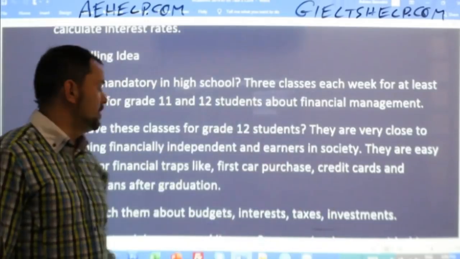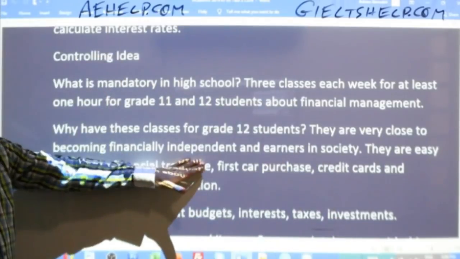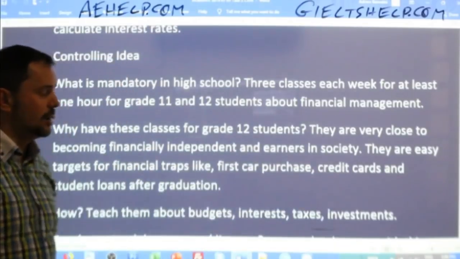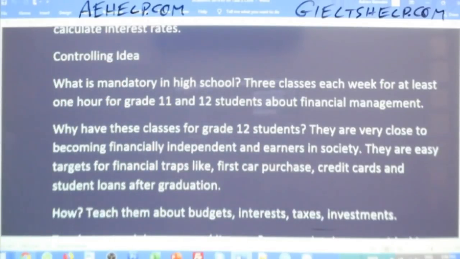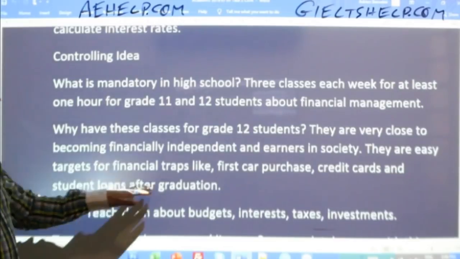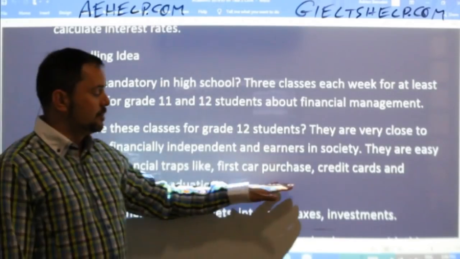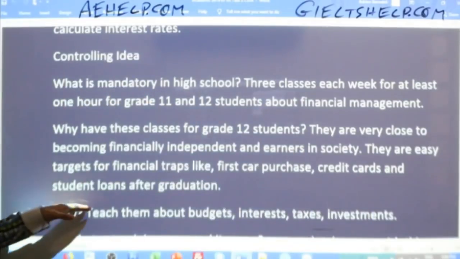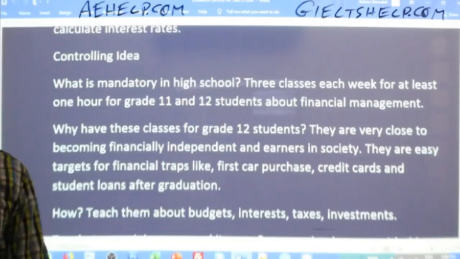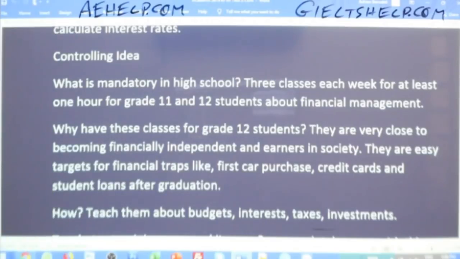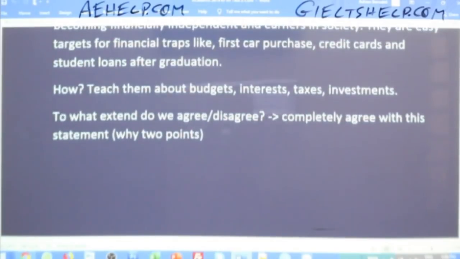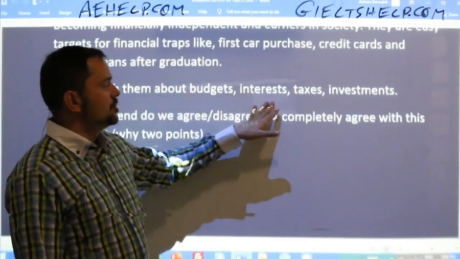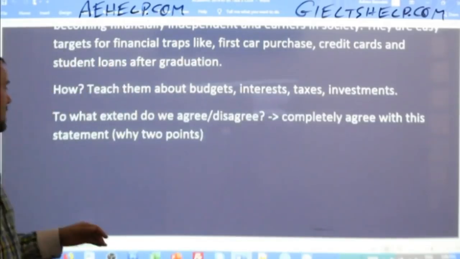Well, because they are very close to becoming financially independent and becoming earners in society, meaning getting jobs, making money, spending money. And they're easy targets for financial traps like their first car purchase, getting credit cards at high interest rates, getting student loans, and having to pay them after graduation. Well, how would these classes help them? They would teach them about their budgets, their interest rates, taxes, how to make investments.